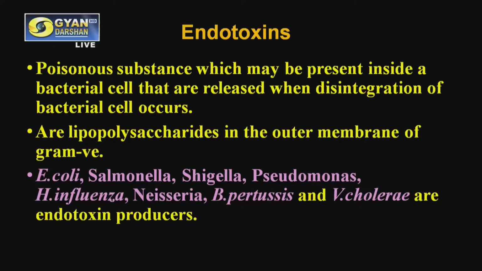Then there are endotoxins and enterotoxins, which are given out by certain microbes. These are poisonous substances that can be inside a bacterial cell, specifically the endotoxin, and they are released when disintegration of this cell occurs. They are lipopolysaccharides, present in the outermost layer of gram-negative bacteria: E. coli, Salmonella, Shigella, Pseudomonas, Haemophilus influenzae, Neisseria, Bordetella pertussis, and Vibrio cholerae. These are the endotoxin producers.